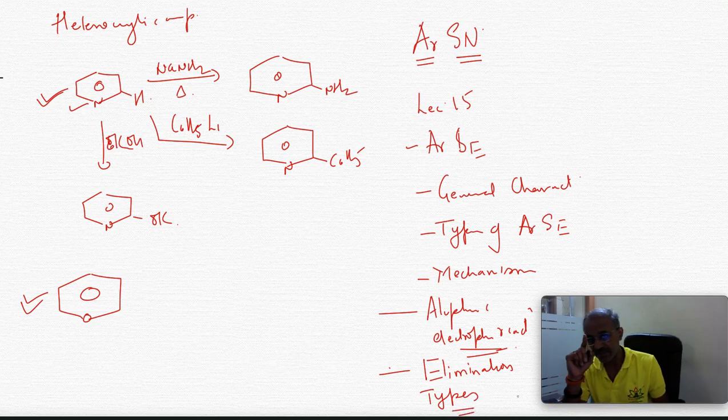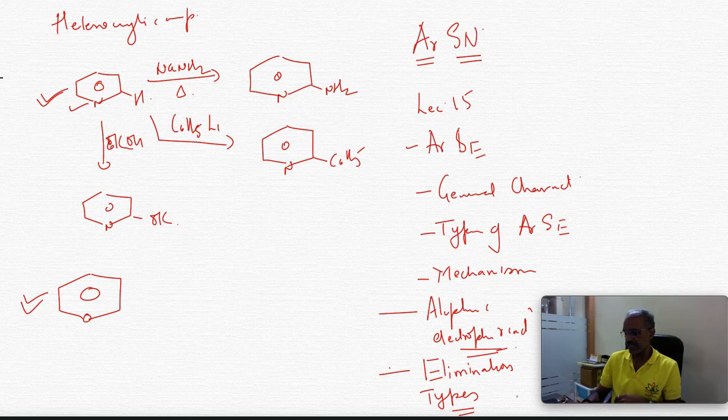So aromatic electrophilic substitution reaction, the general characteristics, types of ARSE, then the mechanisms, and then aliphatic electrophilic substitution, its different types and a few examples, and then the elimination reaction and its types. I prefer that you see this lecture and correlate it with the previous lecture, so that you can easily understand the concept. I hope you have understood it. I shall meet you in the next lecture where I will be teaching you all these things.